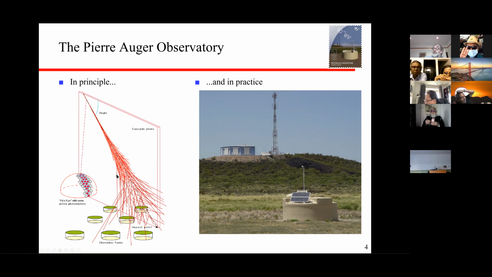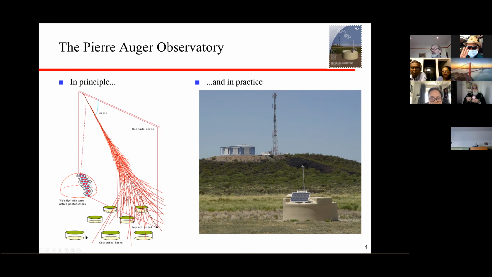Then these particles that are produced in the shower, some of those reach the ground, and on the ground, some of those pass through the so-called surface detectors, these things that are labeled as Cherenkov tanks here on the ground. We'll talk about those in a second. So that's what happens in principle. This is what the thing looks like in practice.